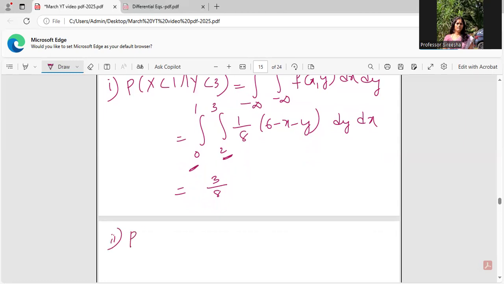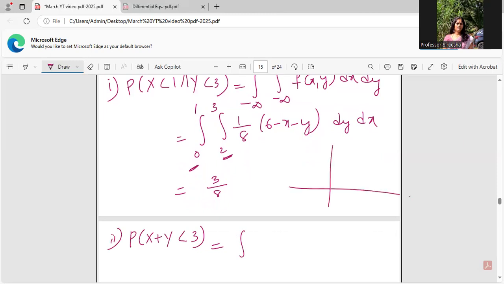Now coming to the second question, which is very interesting. X plus y less than 3. So what I should do is, one variable should be a constant and the other variable should be a function.